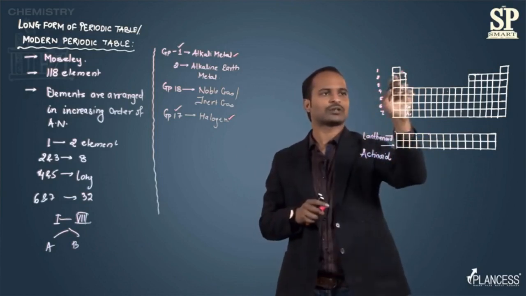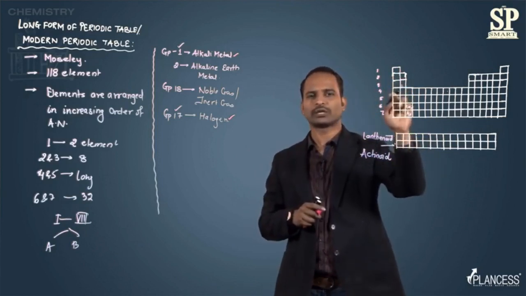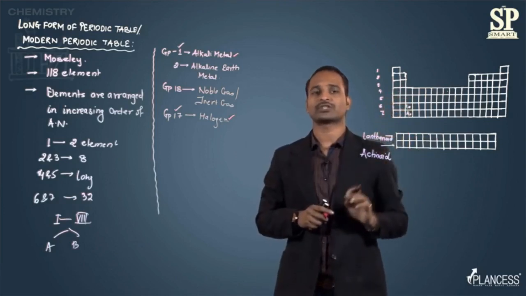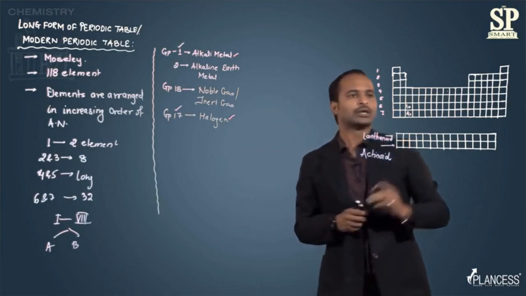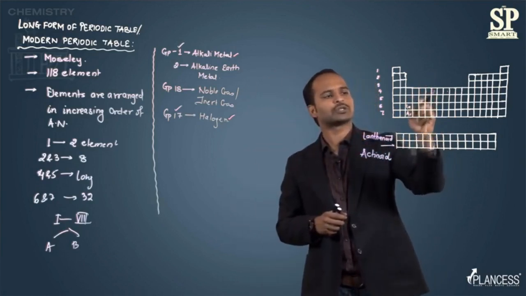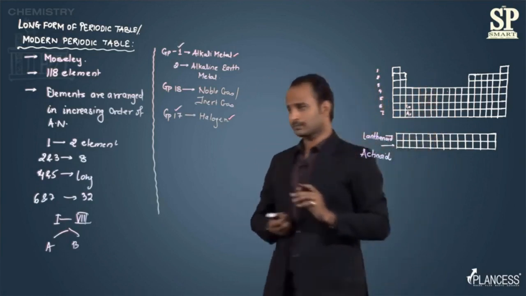So except hydrogen, if I consider the other elements, lithium, sodium, potassium, rubidium, cesium and francium, they all belong to the same group, and that's why they have the same property. All the elements belonging to this group have the same property.